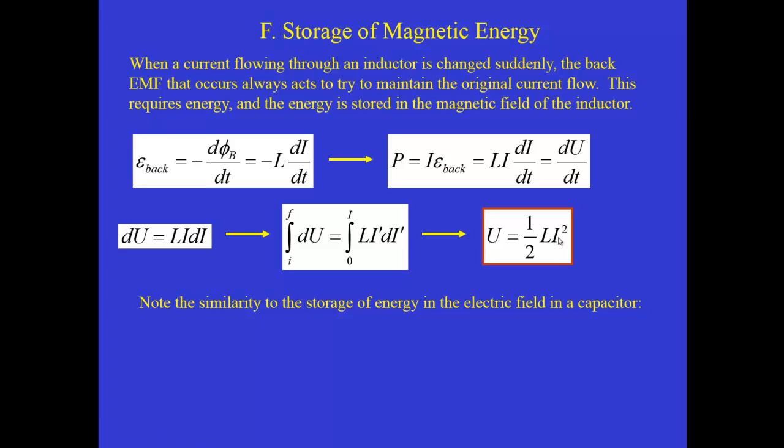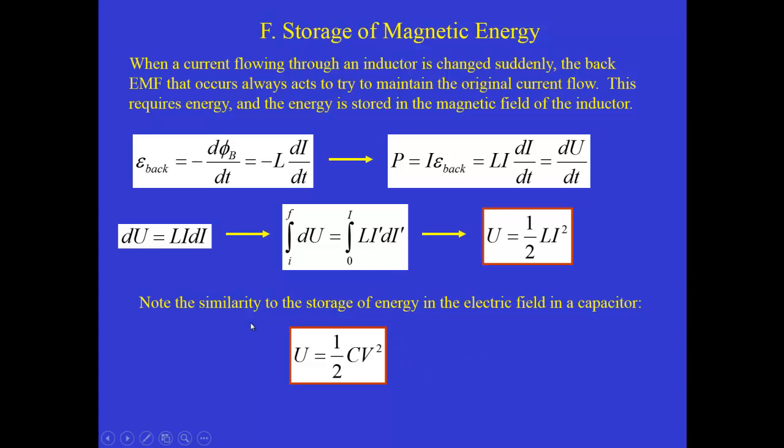You'll notice, if you remember the formula for energy stored in the electric field of a capacitor, that this formula looks pretty similar, except that the important parameter for the energy storage in an inductor is the square of the current, while for a capacitor it was the square of the voltage applied to the capacitor. So the proportionality constant for an inductor is the self-inductance, for a capacitor it's the capacitance, but there's a striking similarity between those two equations.